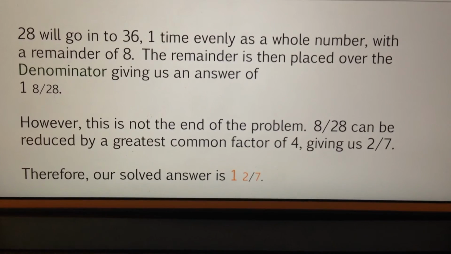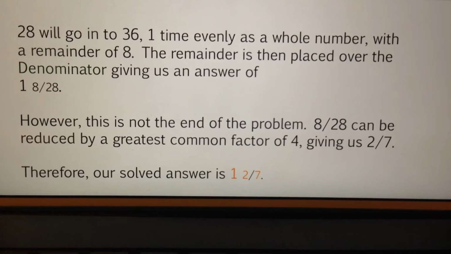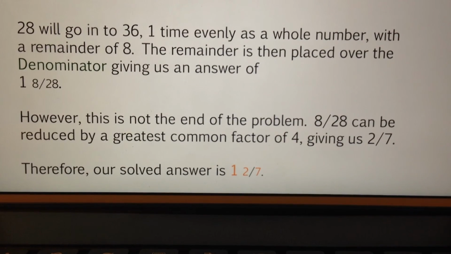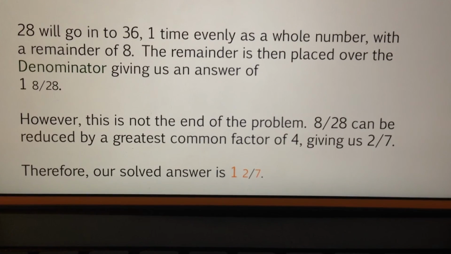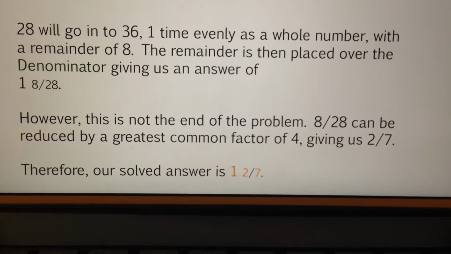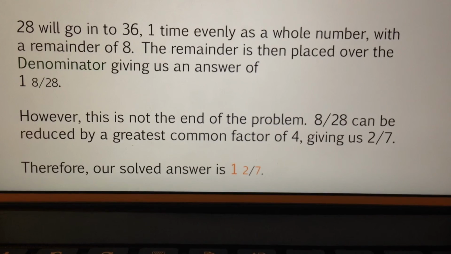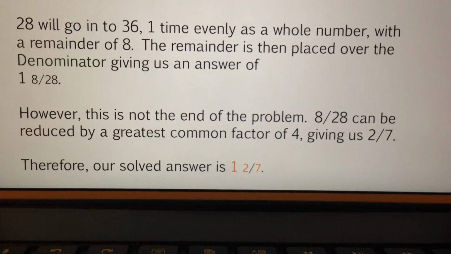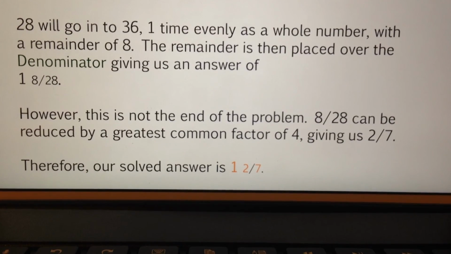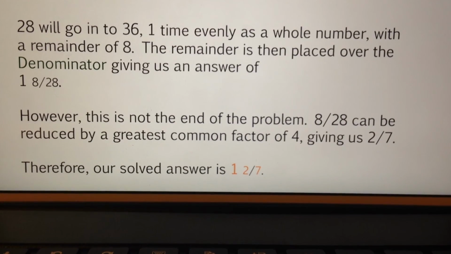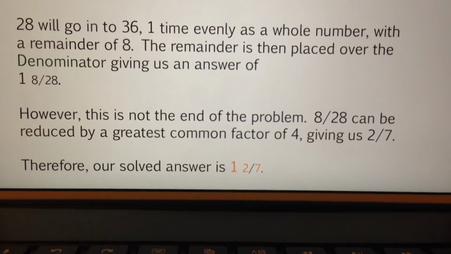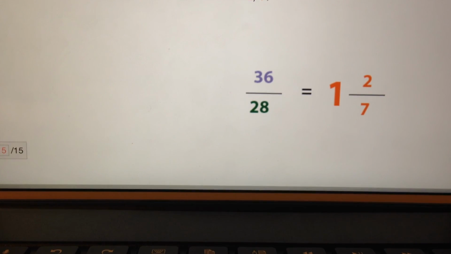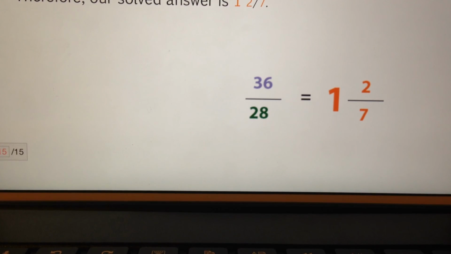But this is not the end of the problem, just like we discussed earlier. This can actually be reduced. It has a greatest common factor. Both 8 and 28, the biggest number that will go into both of those is 4. So we can actually reduce 8/28 down to 2/7. So our whole number remains the same, but our fraction is going to change in our solved answer. So our solved answer is 1 2/7. And you see that here, 36 divided by 28, 1 2/7.